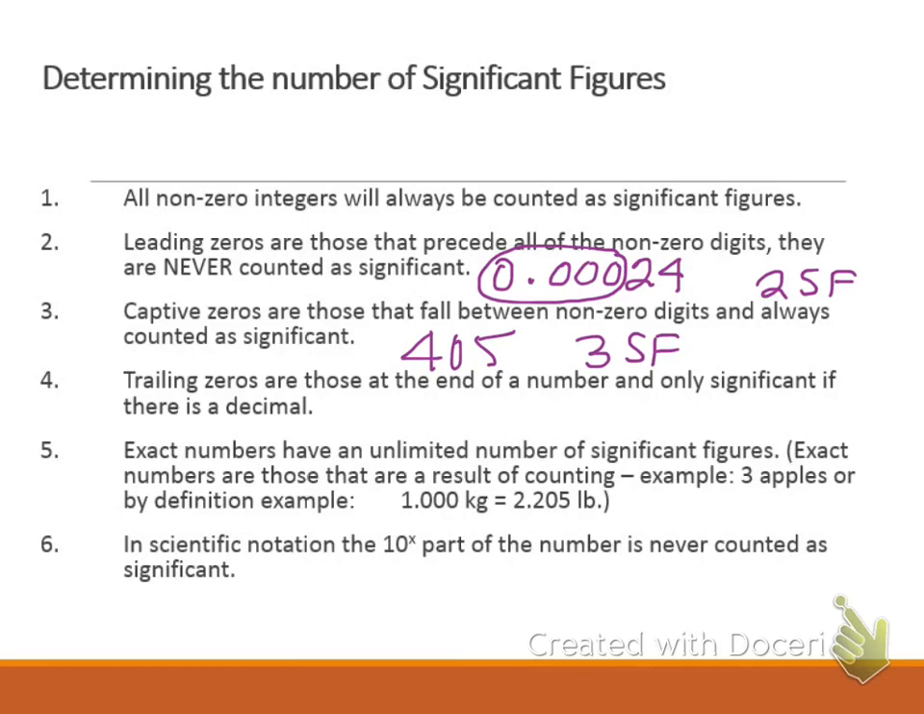Trailing zeros are the ones at the end, okay? They only count if there's a decimal. Okay, so a while ago we said, went to a concert, 10,000 people there, right? That would only have, who wants to take a guess? How many significant figures would that have? 1. It would only have 1 significant figure.